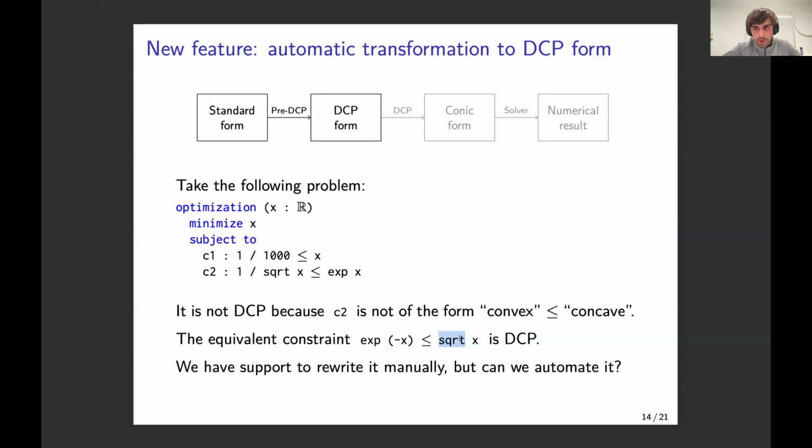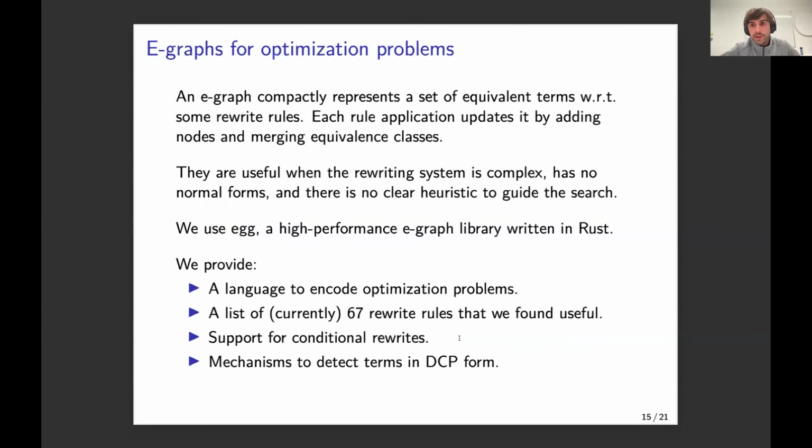And we came up with the following solution. We're using e-graphs or equality graphs, which are a way to compactly represent a set of equivalent terms with respect to some given rewrite rules. And the idea is that you can keep applying rules in a non-destructive way and increasing your e-graph. And this will represent all the terms that are equivalent. And it's a bit of a brute force approach, but in a smart way.